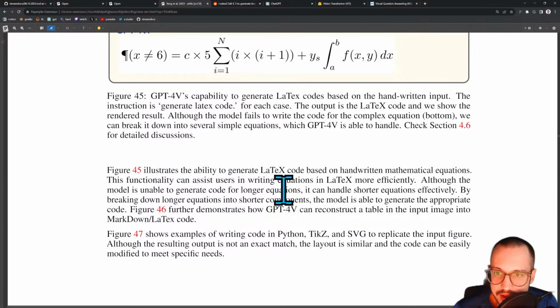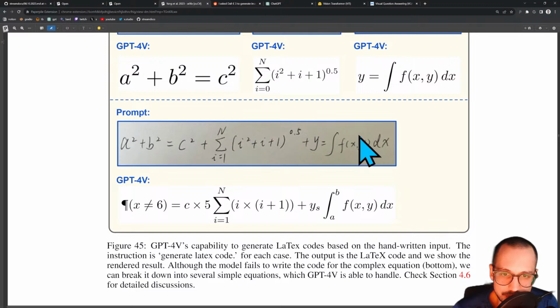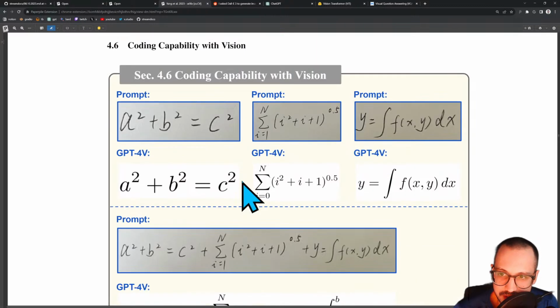Nice. Look at this. Convert to LaTeX. Pretty good. A squared, B squared. This is all pretty good too.